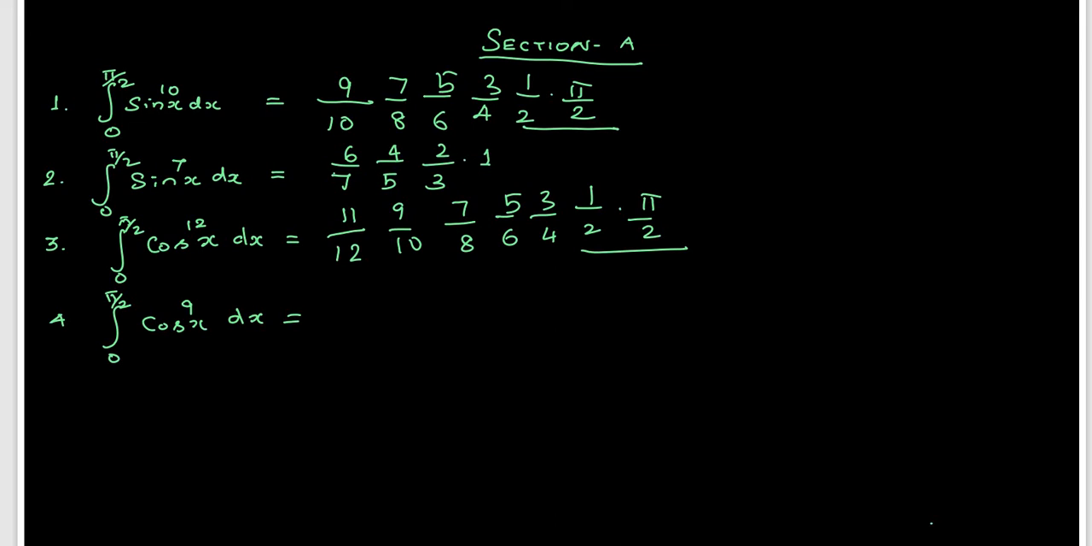For the odd case, whatever you have in the index, put it in the denominator. Then keep on reducing: 9, 8, 7, 6, 5, 4, 3, 2. 2 by 3 comes, so the next one should be 1. So 2 by 3 means 1, and a half means pi by 2. In that way you can easily score 2 marks when these questions are asked in section A.